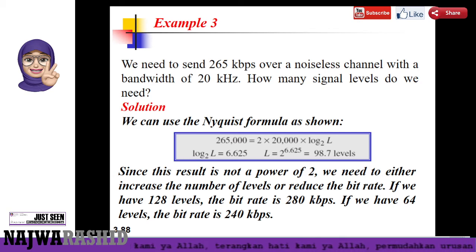So we need to either increase the number of levels or reduce the bit rate. If we want to increase, we can use 128 levels. If we want to decrease, we can use 64 levels. So 2 to the power of 7 equals 128, and 2 to the power of 6 equals 64. We can either increase or decrease the level.